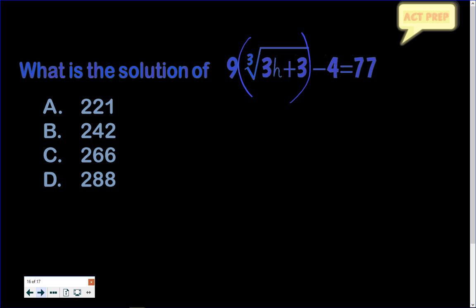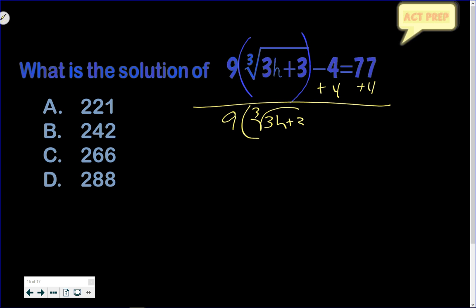Okay, what would you move first on this one? 4. Very good. And then I'm just going to bring the rest of it down, right? 81. Okay, now what's next? 59, good.